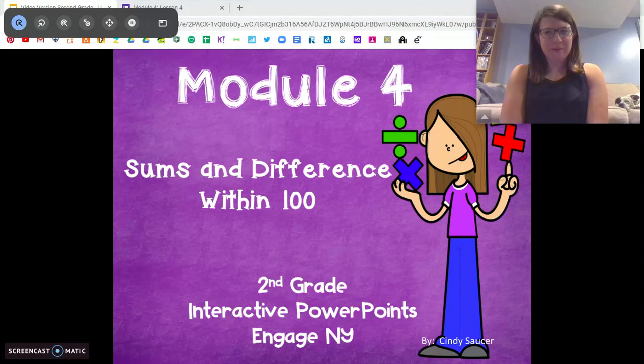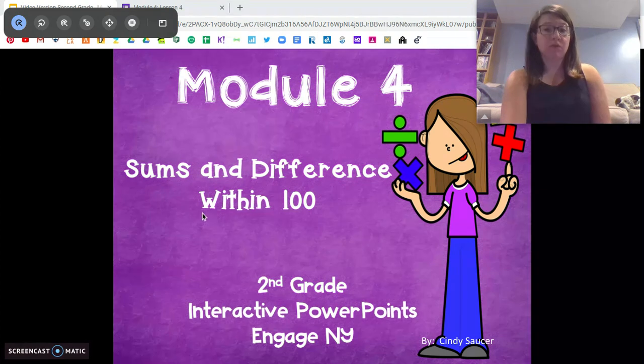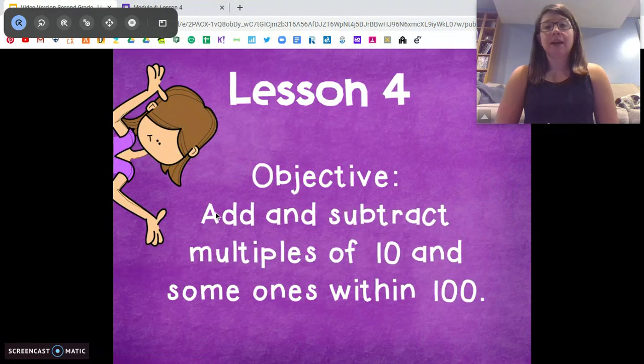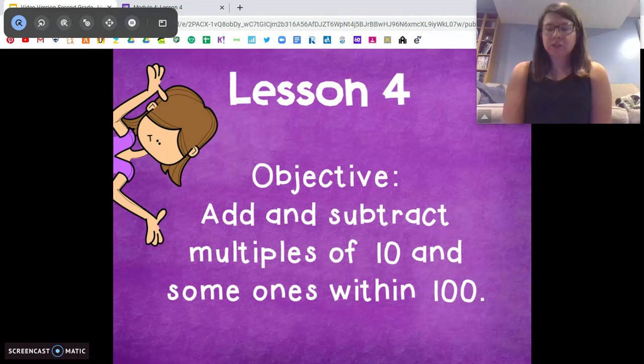Graders, I'm Miss Diorio from Citizenship Academy, and we are getting into lesson 4 in module 4 today. So we're going to build a little bit off of what you did yesterday in lesson 3 by adding and subtracting multiples of 10 with some ones, okay? So make sure you have something to write with, something to write on, so we can work through the problems together, and then we'll get started.